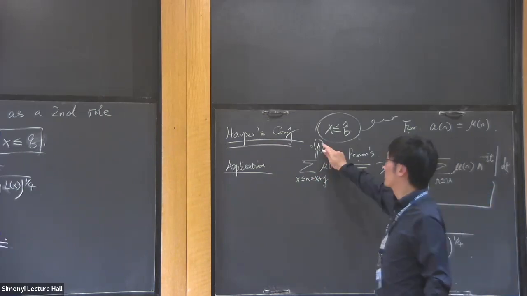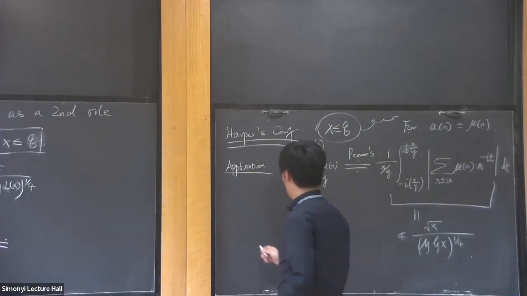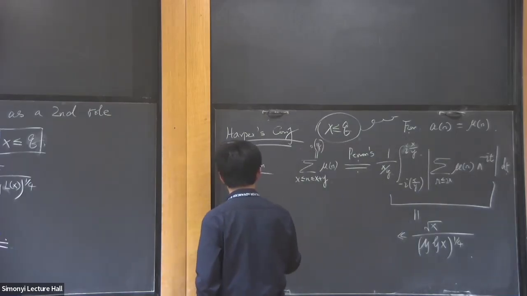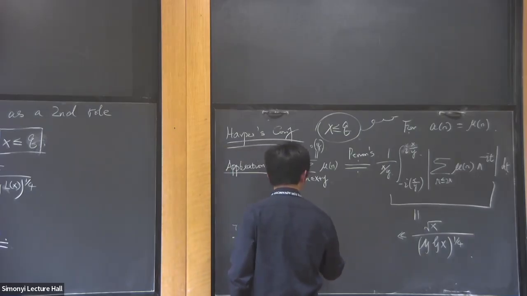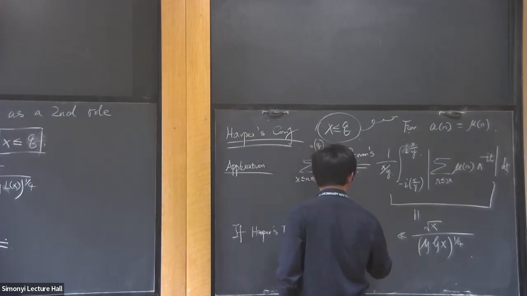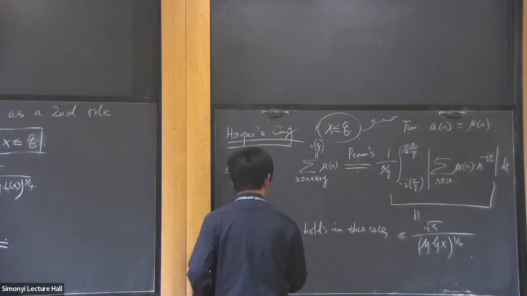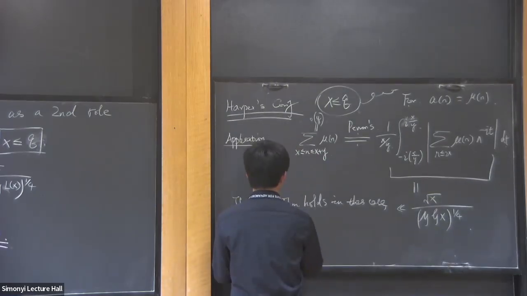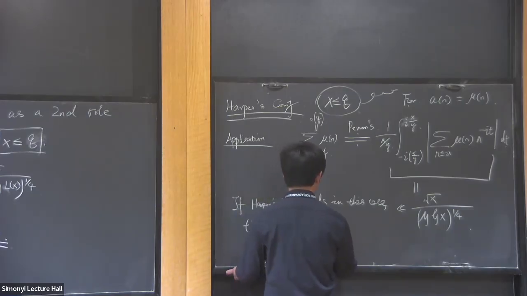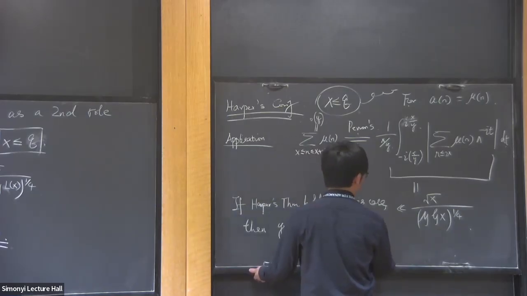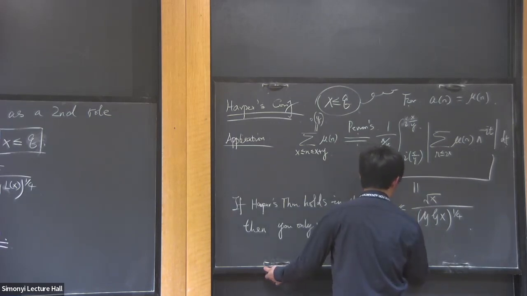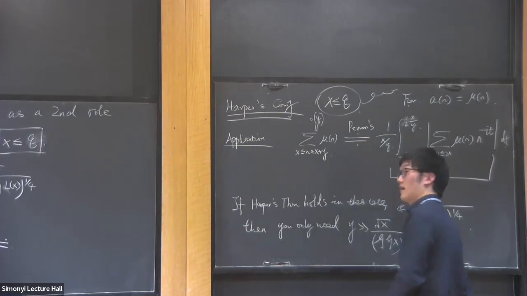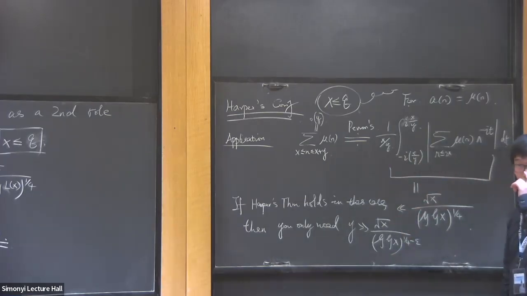And if you want this to be little o of y, that means if Harper's theorem holds in this case, then you only need y to be bigger than this quantity. So it's square root x divided by log x, let's say to a quarter, plus or minus that. So this breaks the square root barrier.